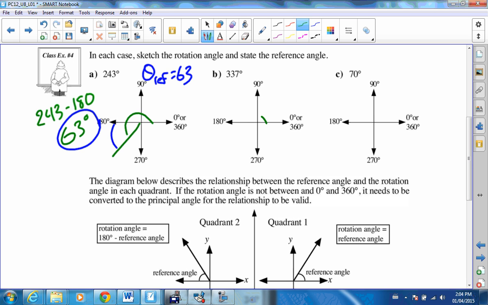337, it's going to be like whoop, right to there. And my nearest horizontal will be 360. So this little gap here will be 360 minus 337, or 23. It's positive 70 degrees right there. And my rotation angle and my reference angle are in fact the same in this case because my closest horizontal is 0.